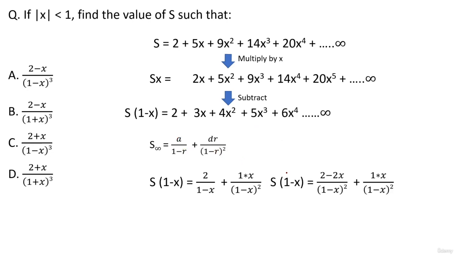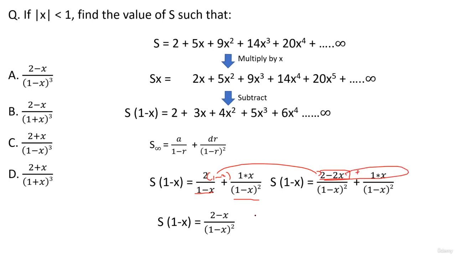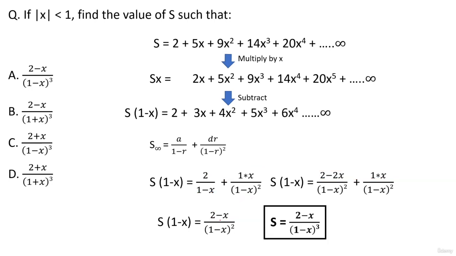And if you observe carefully, here it is 1 minus x or 1 minus x square, so we multiply top and bottom by 1 minus x. So 2 into 1 minus x will be 2 minus 2x, right? Now you can keep the common denominator, and in the numerator you will have 2 minus 2x plus x, which will be 2 minus x. And this is your required final answer in this case: 2 minus x divided by 1 minus x the whole cube.